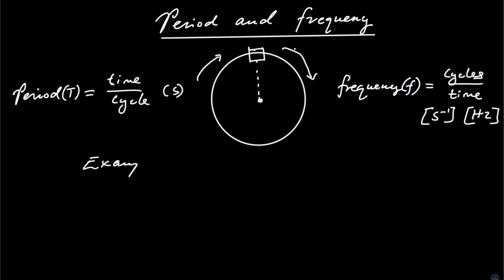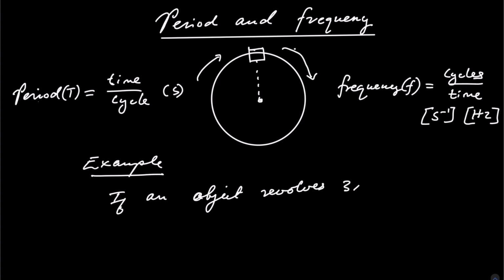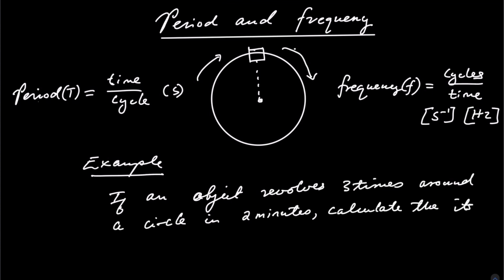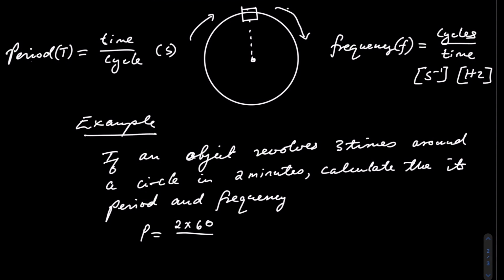If an object revolves 3 times around the circle in 2 minutes, calculate its period and frequency. So now we'll start first with the period. Period is basically the time. And what is the time? We said that it's 2 minutes, and 2 minutes is 2 times 60 seconds. And how many cycles did it take? It took 3. So that will basically be 40 seconds to complete 1 full revolution.